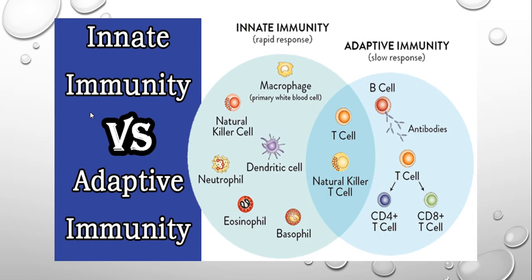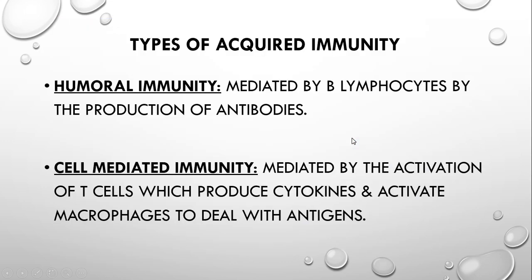This is the diagram showing that the innate immunity is provided by the white blood cells already present within the blood. It is provided by the skin barriers. It is provided by T cells and natural killer cells, whereas acquired immunity is provided by the activation of either B cells or T cells.